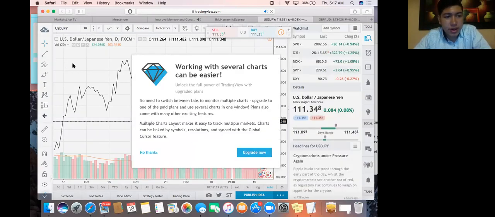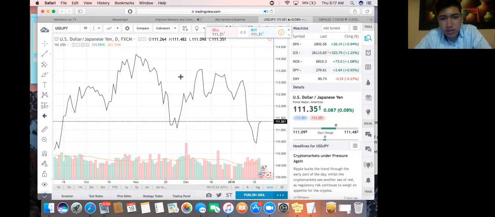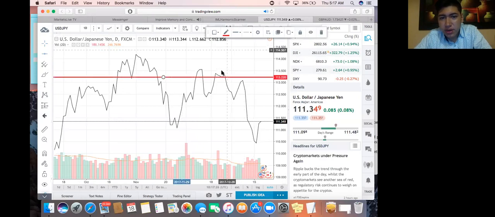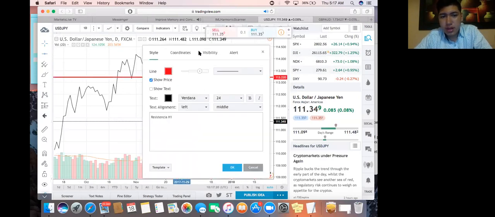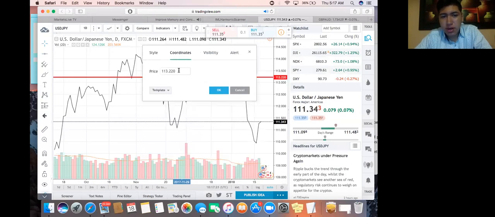Perfect. So let's go ahead and draw a support line. Let's get the horizontal line and just put it right here. And let's go ahead and edit this, put the coordinates 111,790. Enter, boom. So this was on the 1 hour time frame.